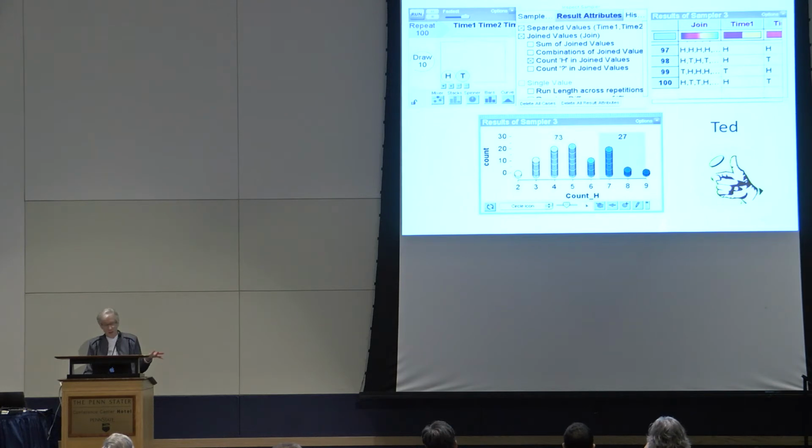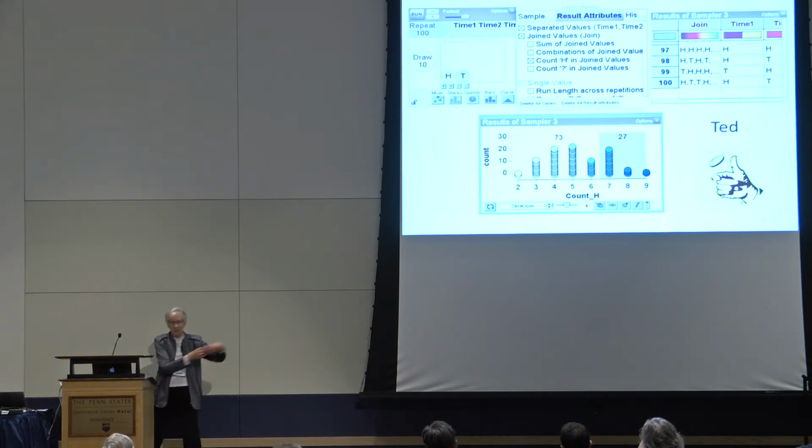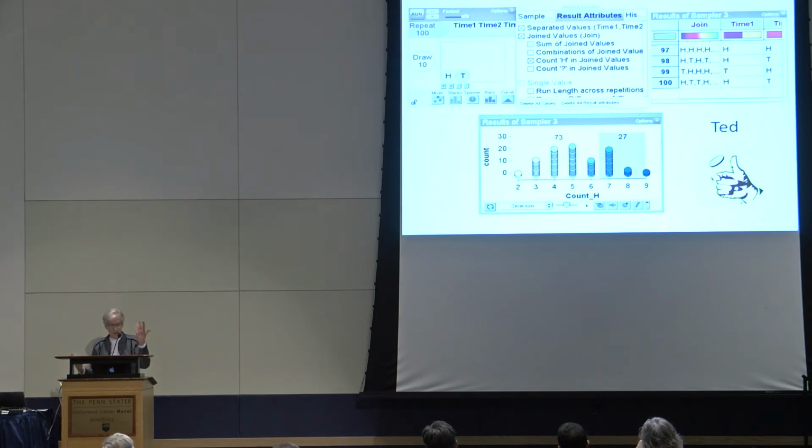And so this is Ted's first draw, and there has to be a bit of explanation, of course, that he's doing it 10 times, but we're saying what would happen if he did this 100 times. How many times would he have more than 60% heads? That means 7, 8, 9, or 10, and in the 100 draws, one of the students had 27.